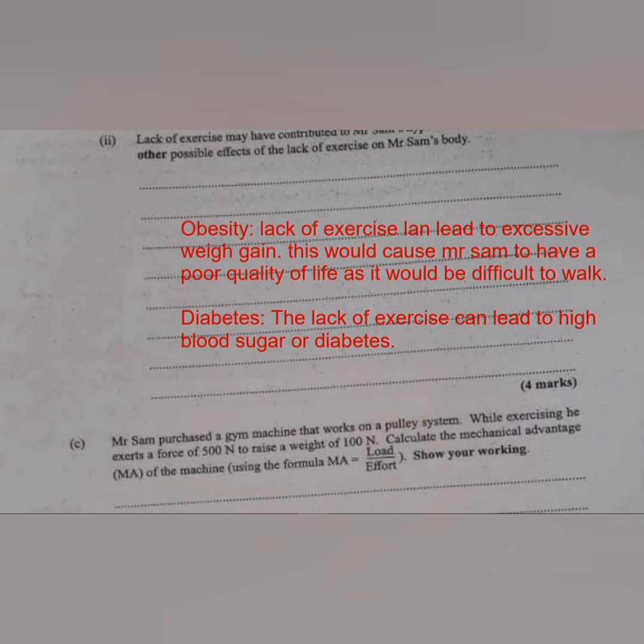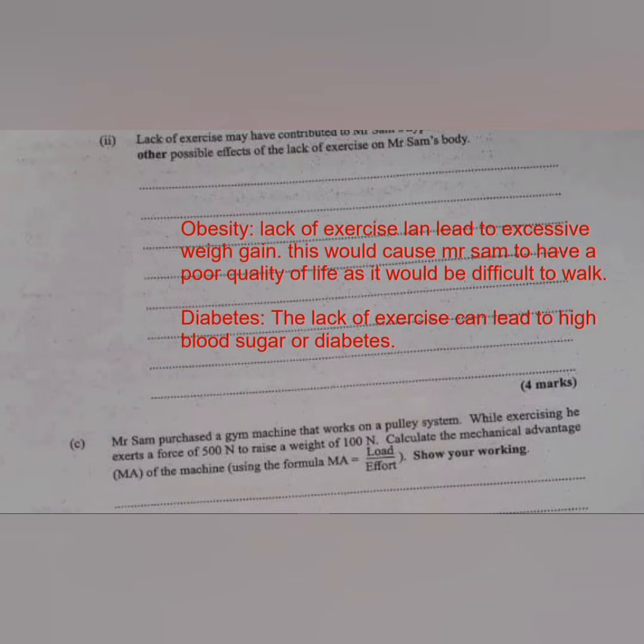So you have the formula already. You have the two pieces of information. They say the force he's exerting is 500 newtons, and to raise the weight, which is 100 newtons, and the formula is load over effort. So the only thing that you need to figure out is what is the load and what is the effort.